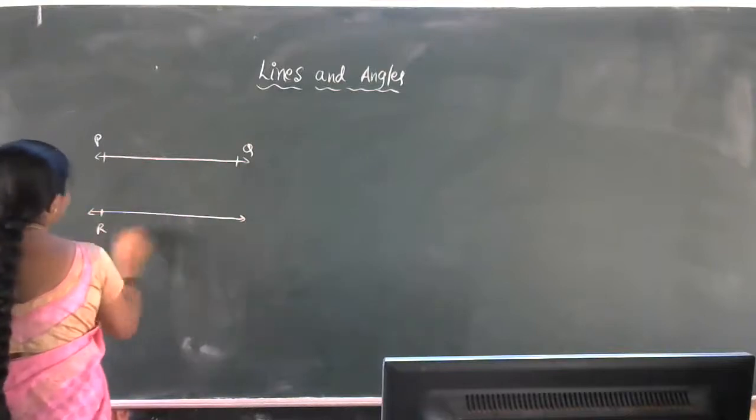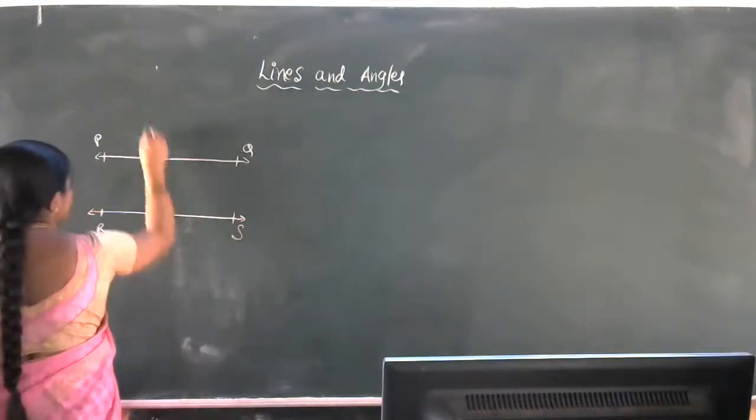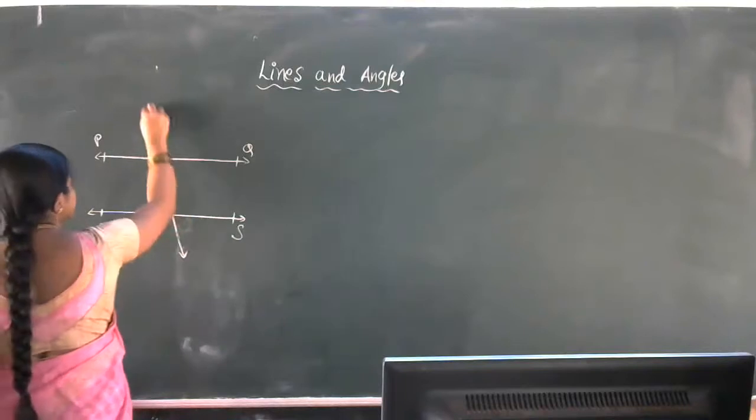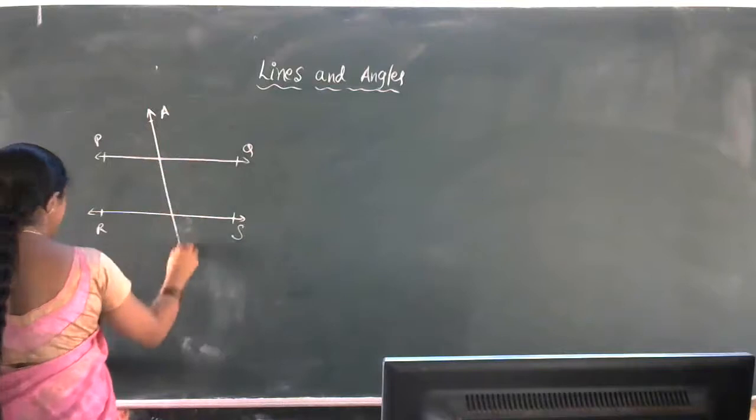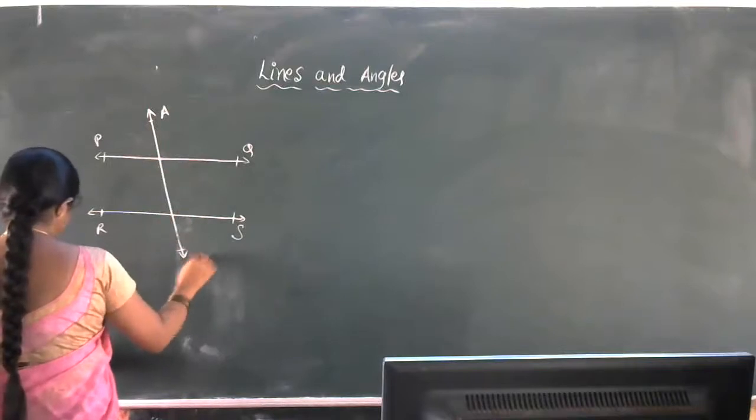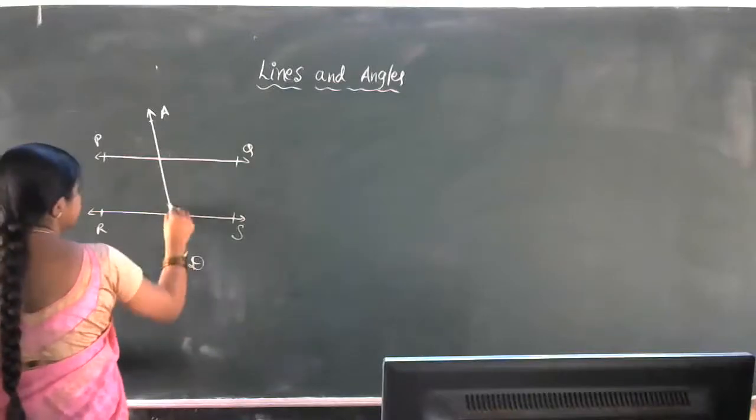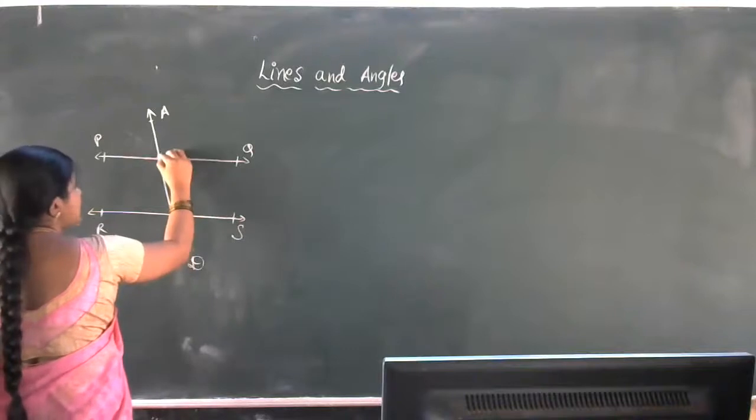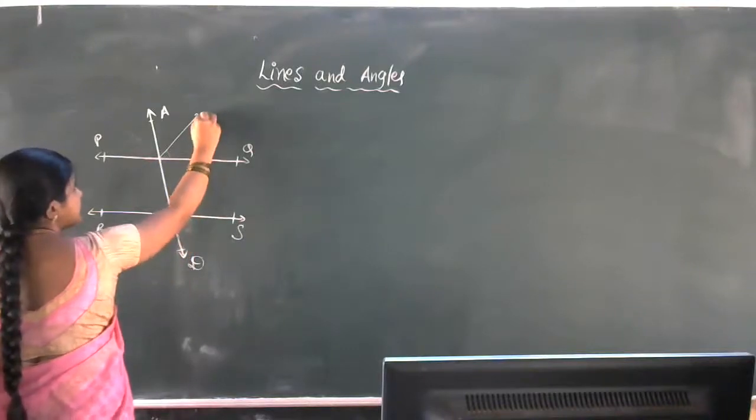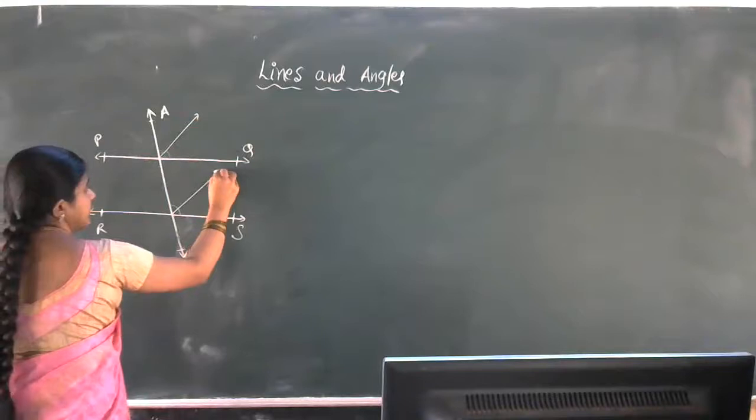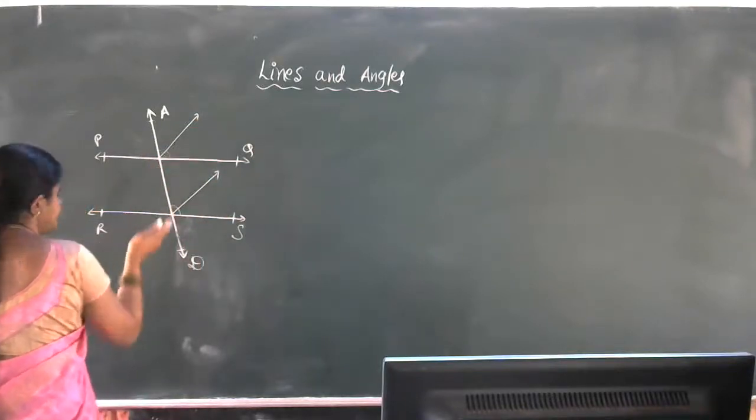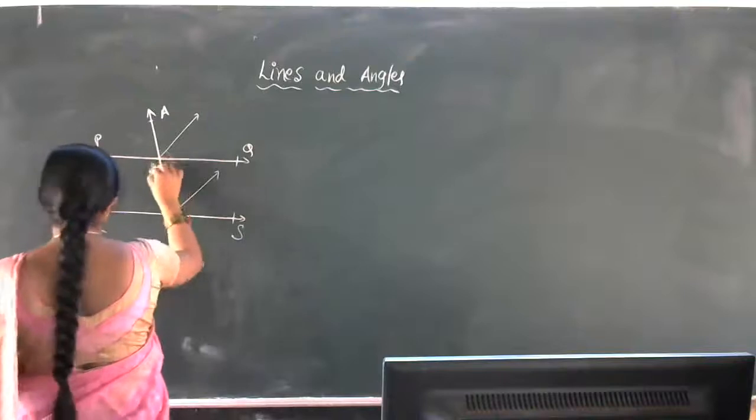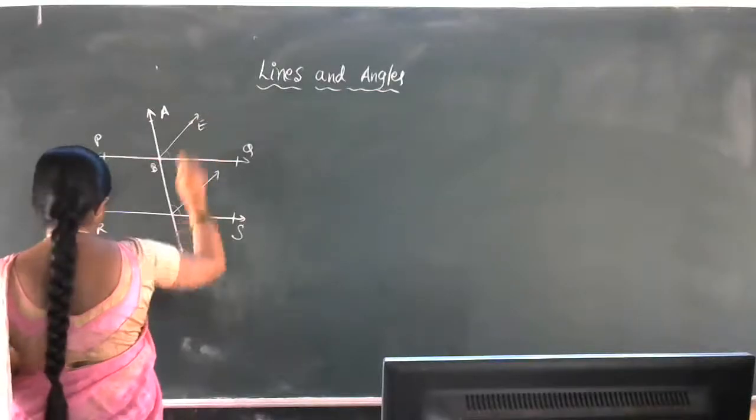PQ and RS. Then this is a transversal. Corresponding angles, they are mentioning this one as A, D. For these corresponding angles, bisectors, in the sense which divide this angle into two equal parts and this angle into two equal parts. Here the names are B and E. Whatever name you can give.